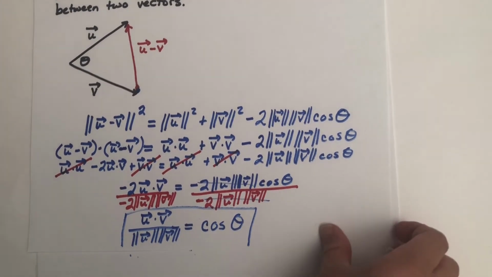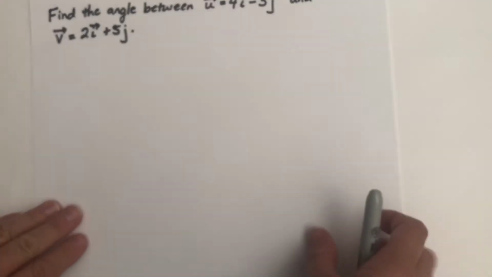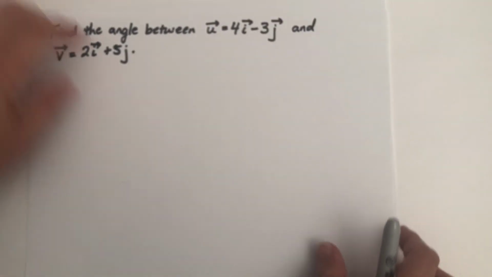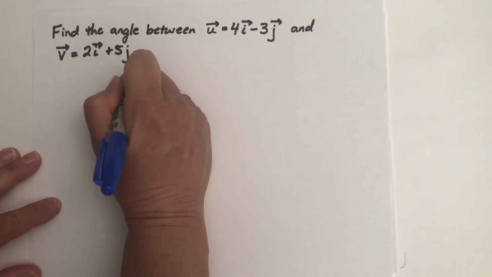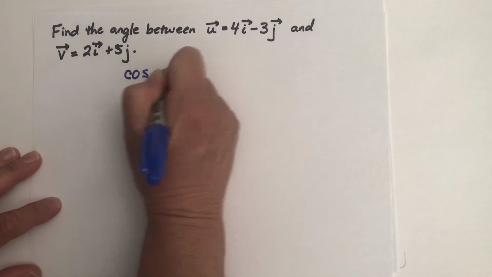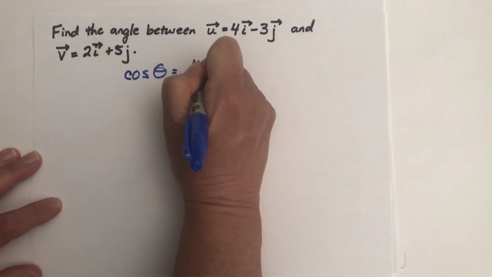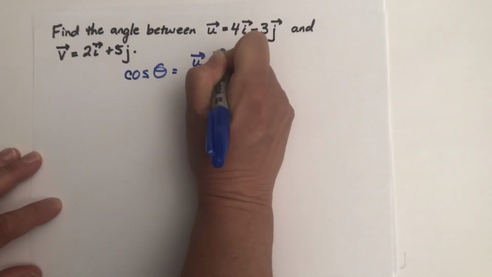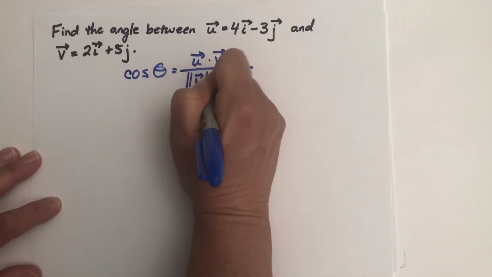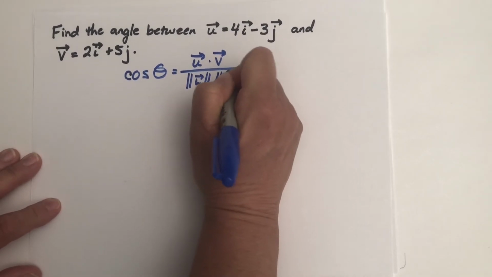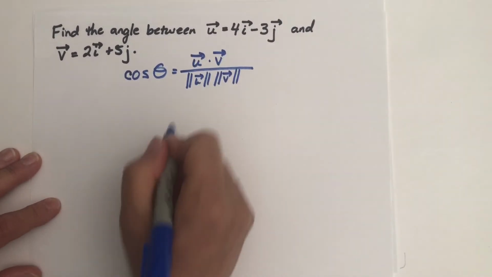Here's the problem. We'll let u equal 4i minus 3j, and v will be 2i plus 5j. So let's write the formula, just so we get it down. It's the cosine of theta equals, remember the dot product of two vectors in the numerator, and in the denominator, it's the product of their magnitudes. So let's do it for this problem.